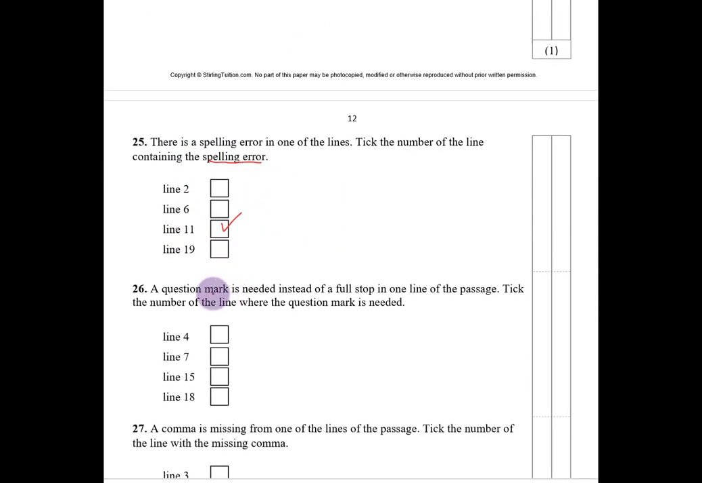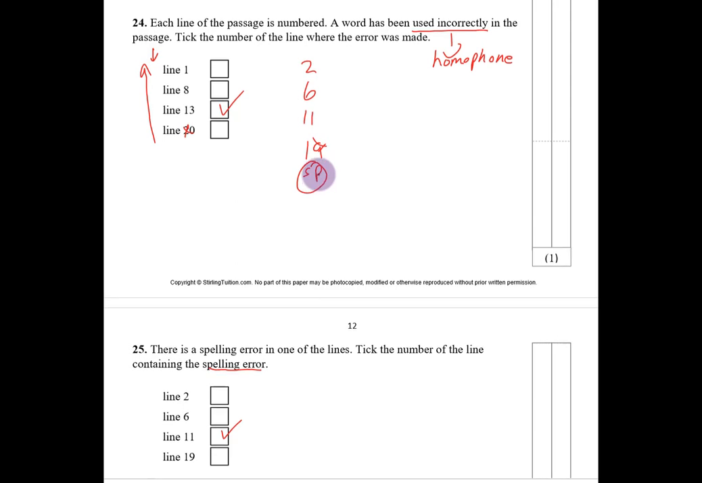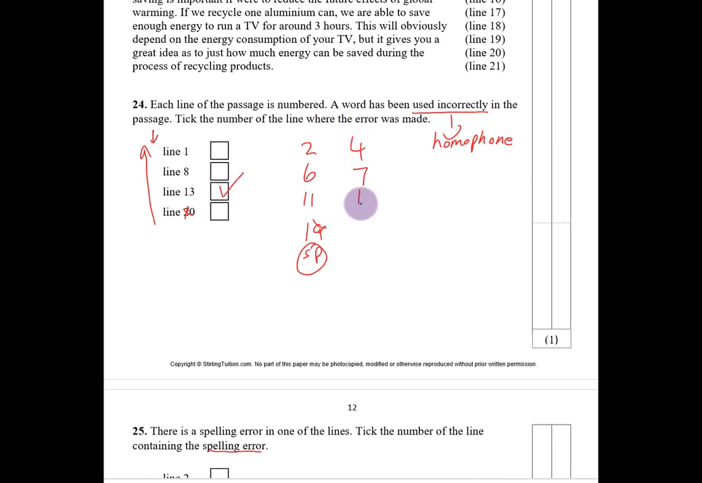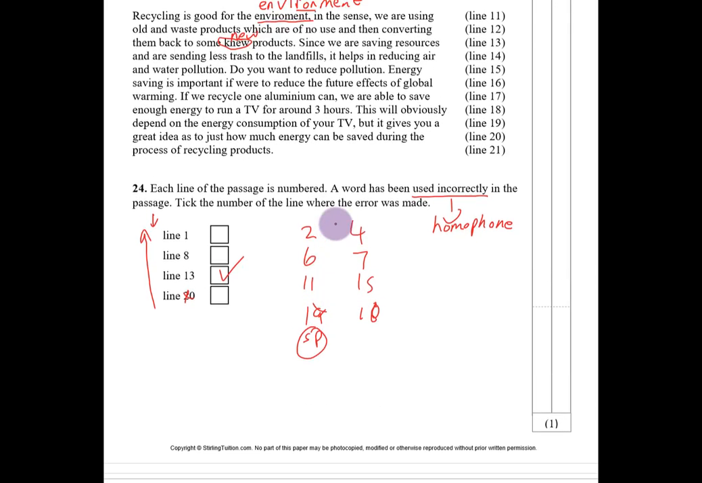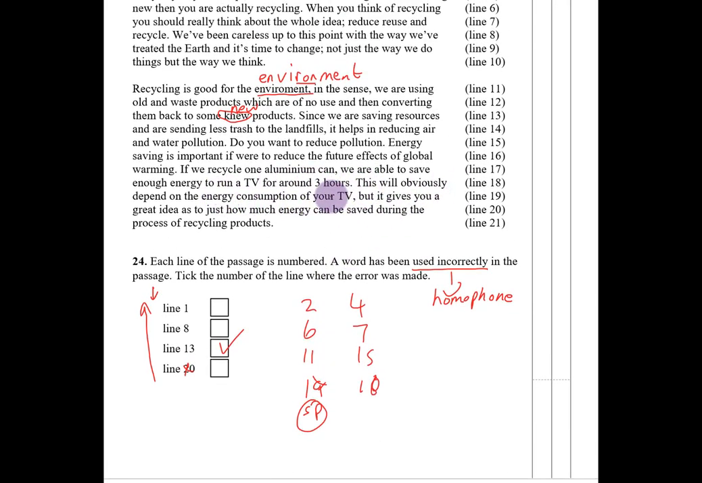Now 26, we're looking for a question mark. As soon as we see question mark, we have 4, 7, 15, 18. Now we're going to find the question mark starting with line 18. Remember with this, read the line before. If we are recycling 1 aluminium can, we are able to save enough energy to run a TV for around 3 hours. This is obviously not line 18.